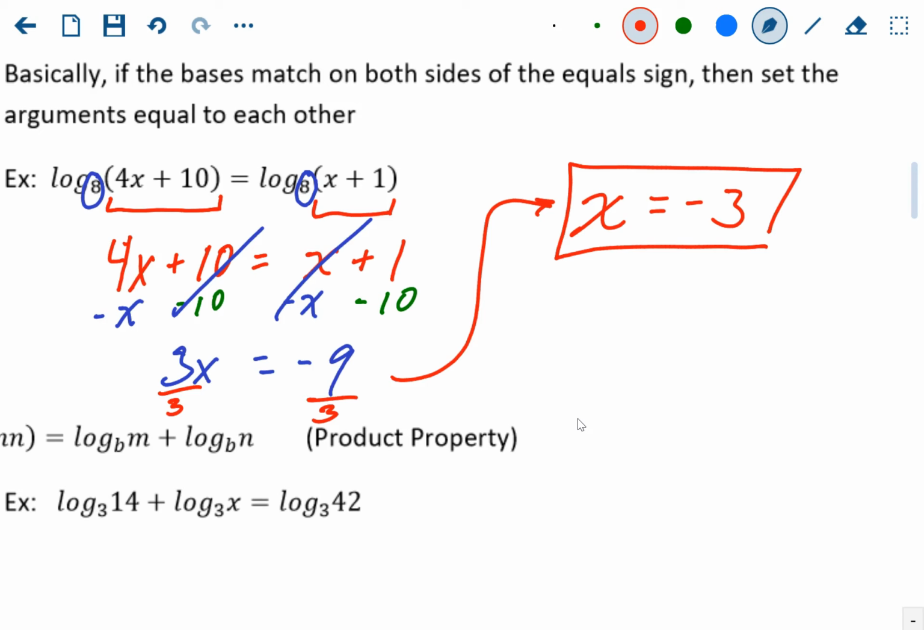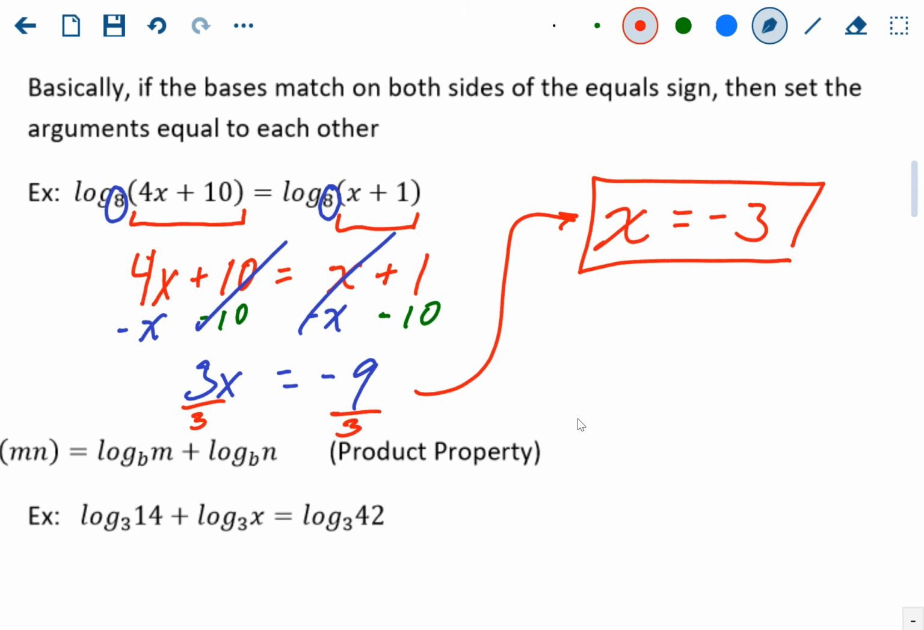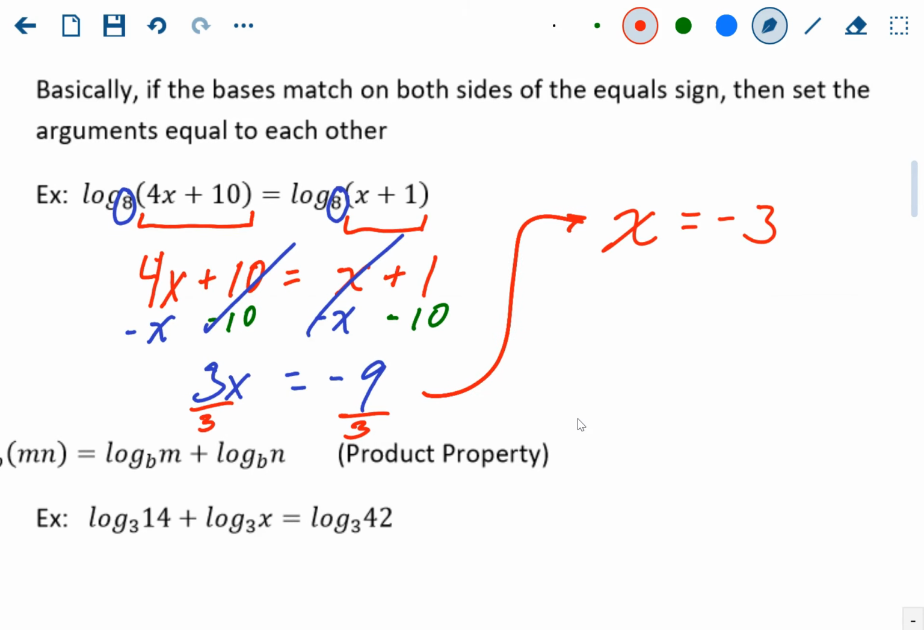Now one thing you have to check for is whether this is actually an answer. It's an answer to the equation. We didn't do anything wrong. We solved that equation fine. But remember, we're not allowed to take the log of a negative. So if you get a value, you always have to check your answer. We got negative 3. Negative 3 solves the equation that we set up, but it doesn't work in the original problem.